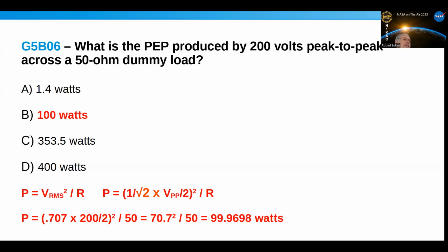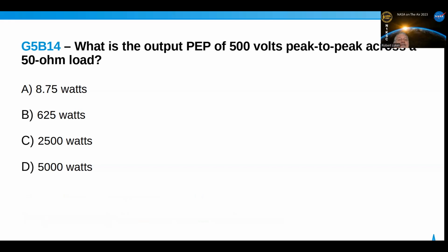That's one of the harder ones. God, I hope it is the hardest. Well, let's see, we're up to number 6 in that group. You only get one of these in this group. Of course, there's probably 3 hard ones. What is the output PEP of 500 volts peak to peak across a 50 ohm load?